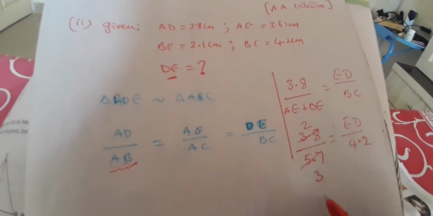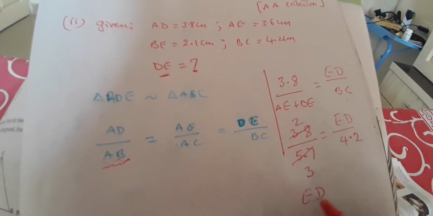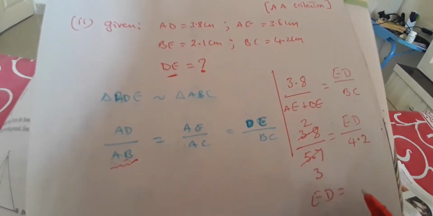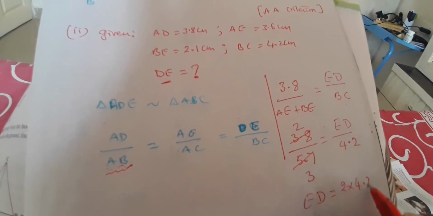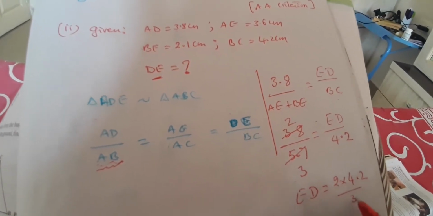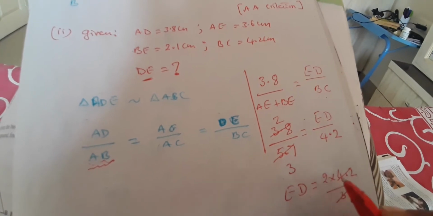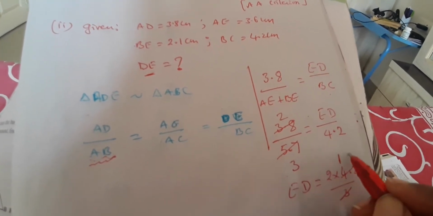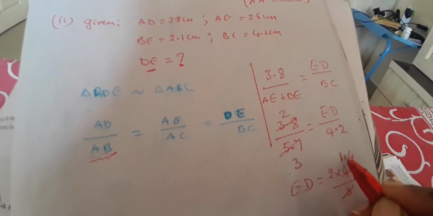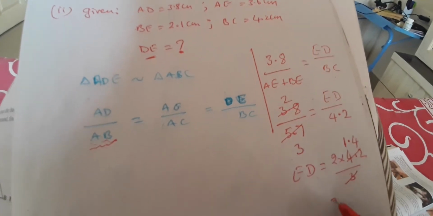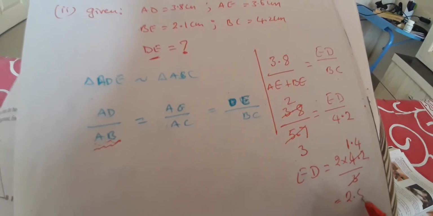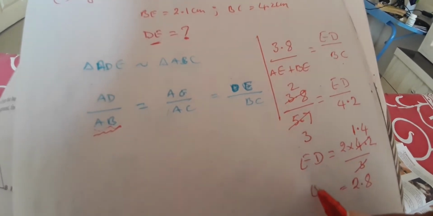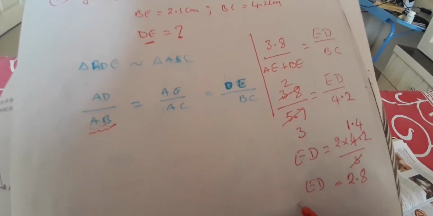So now therefore ED is equal to, cross multiplication, 2 into 4.2 divided by 3. So 3 goes here. How many times? 3 ones are 3, 3 fours are 12, and a decimal point here. So 2 into 1.4 is equal to 2.8. So what did we get ED value to be? 2.8.